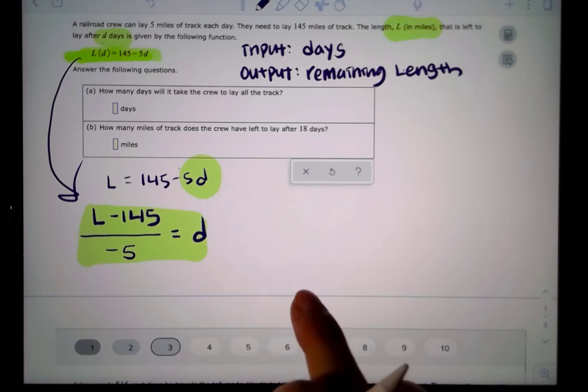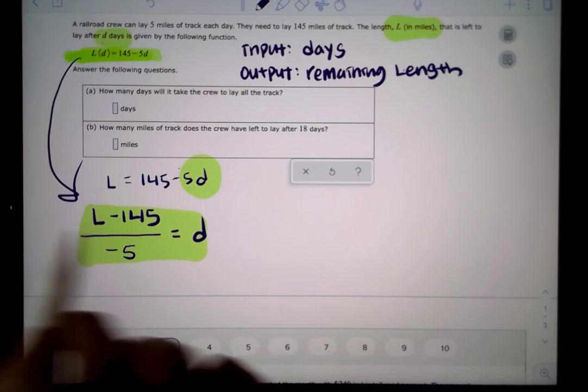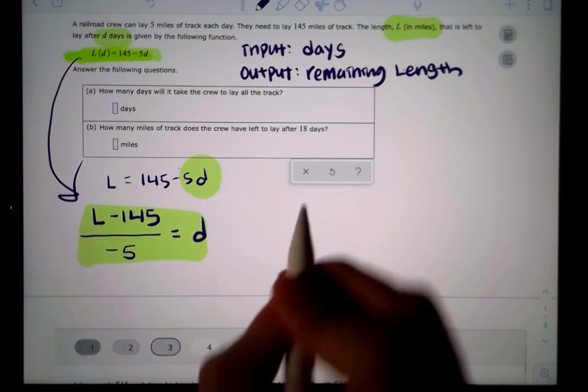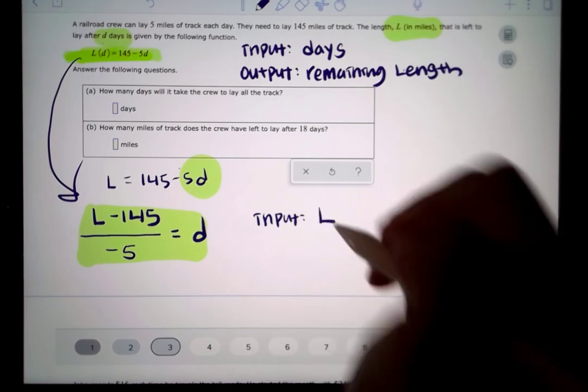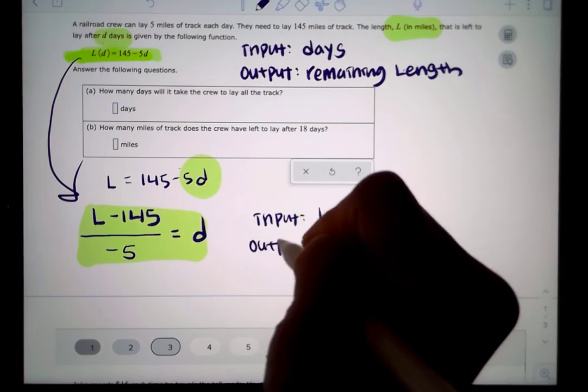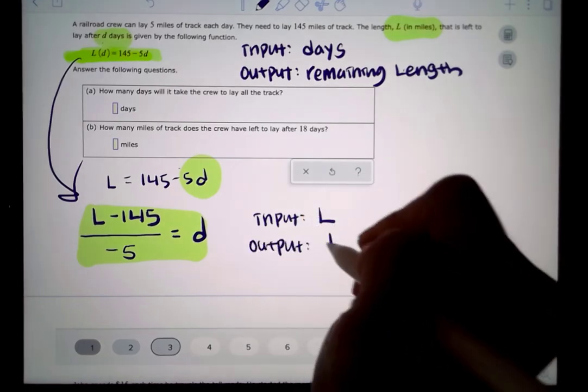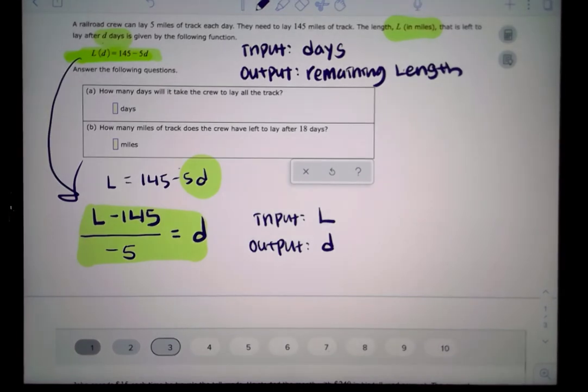And look at this one. Then this one's opposite, right? It depends on your L, right? So your input is L. Your output is D, right?